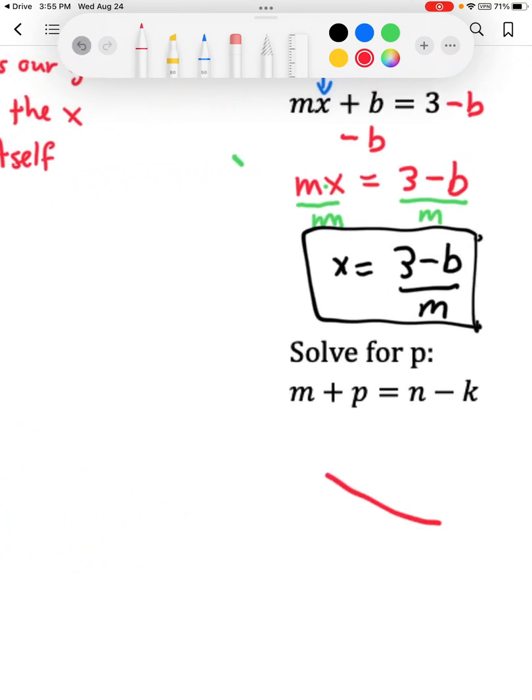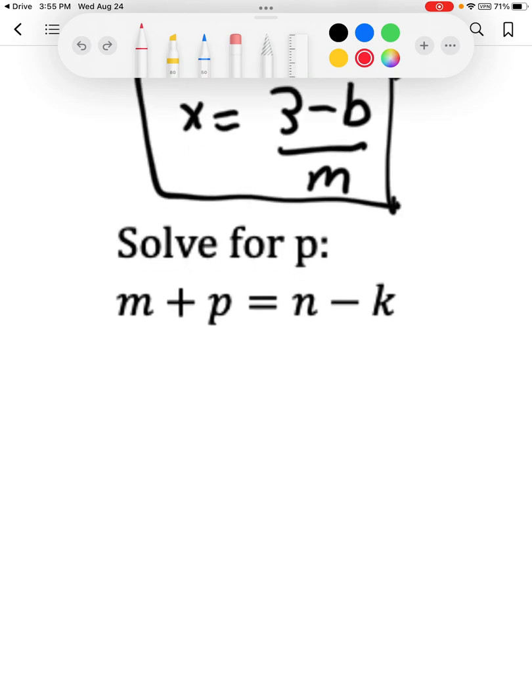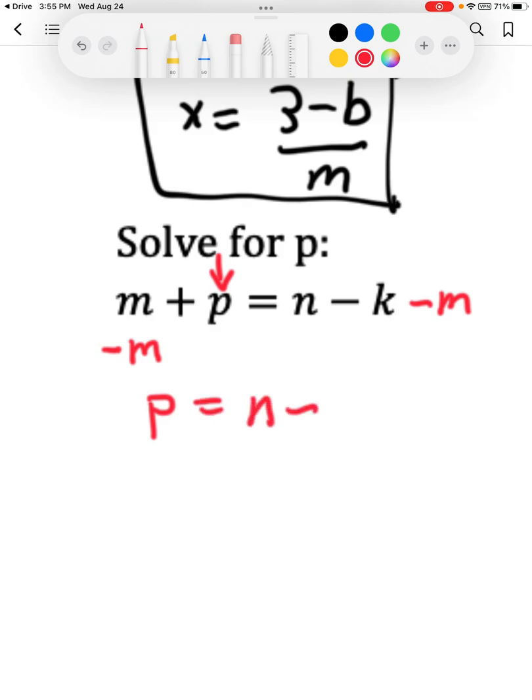Our last example problem. In this case, it's the exact same equation as the last one, but we're solving for a different variable. In this case, we need to solve for p. Now, what is keeping this p from being by itself? Just the m. So all we have to do is simply subtract the m over to the other side, giving us p is equal to n minus k minus m.